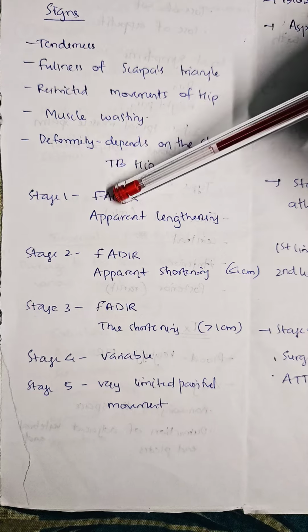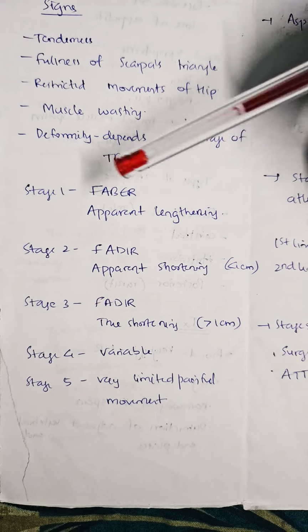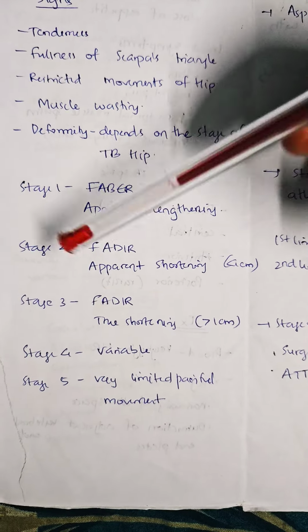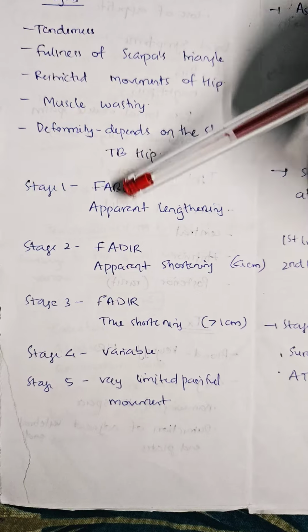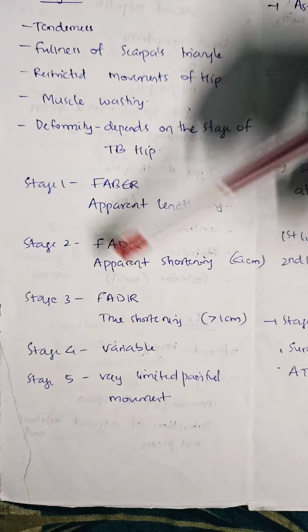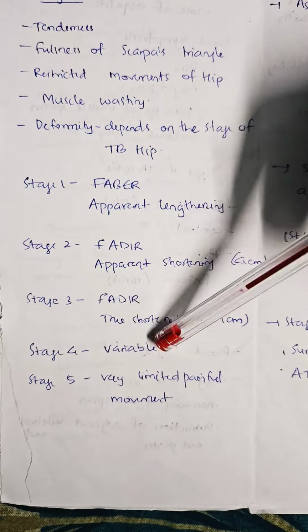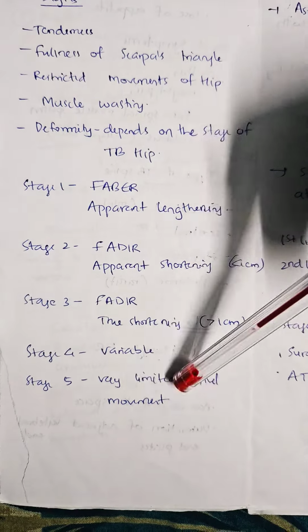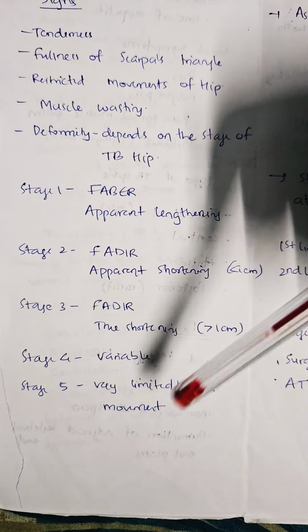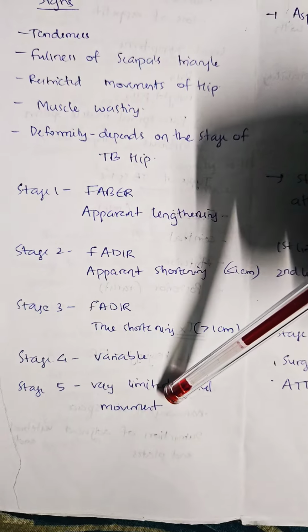In stage 1, there is FABER deformity, that is flexion, abduction, and external rotation. And FADIR is flexion, adduction, and internal rotation. So there can be apparent lengthening in stage 1, apparent shortening in stage 2, and true shortening in stage 3. Variable deformity in stage 4, and in stage 5 there is ankylosis, so there is very limited painful movement.